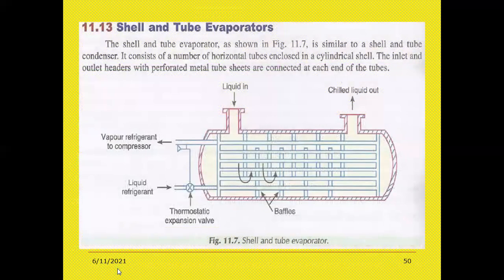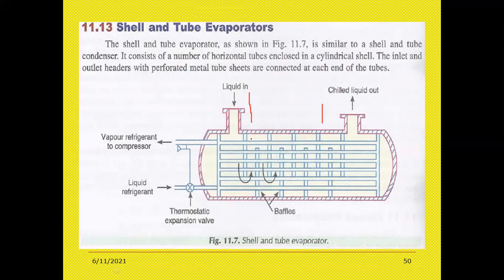The next type of evaporator, the fourth type, is the shell and tube evaporator. See the figure here. The pink colored portion is a horizontal cylindrical shell, a thick form of shell. Here the liquid enters the shell and the chilled liquid water goes outside.